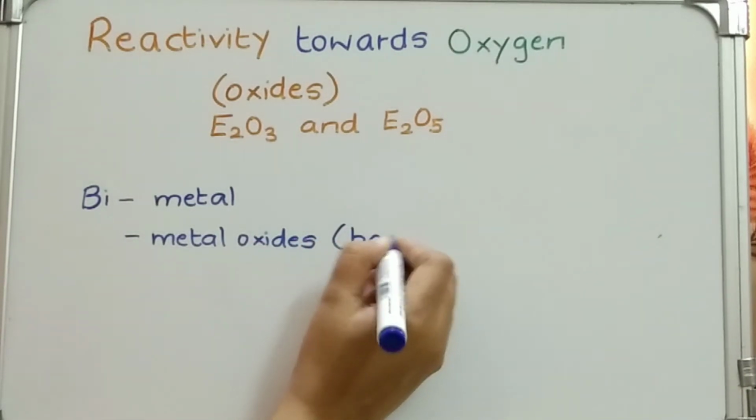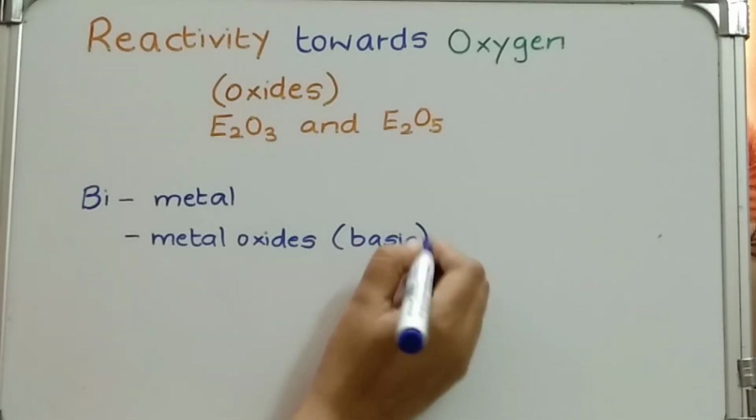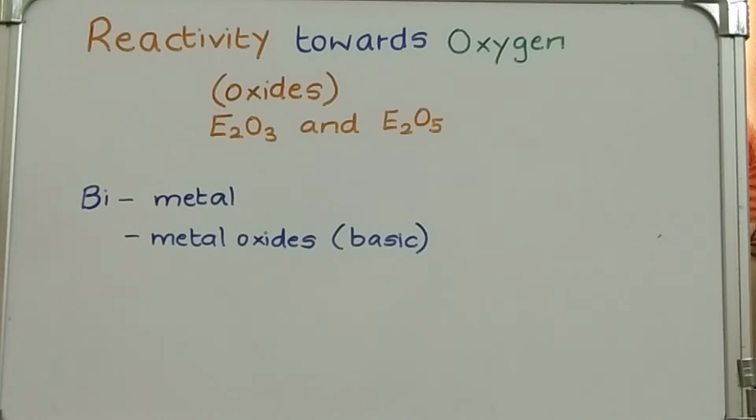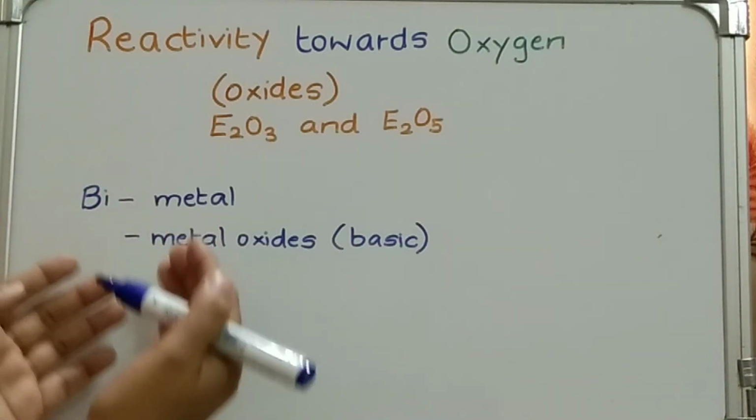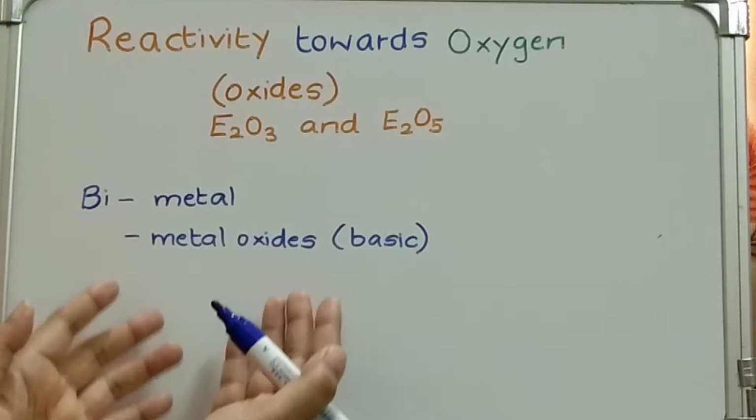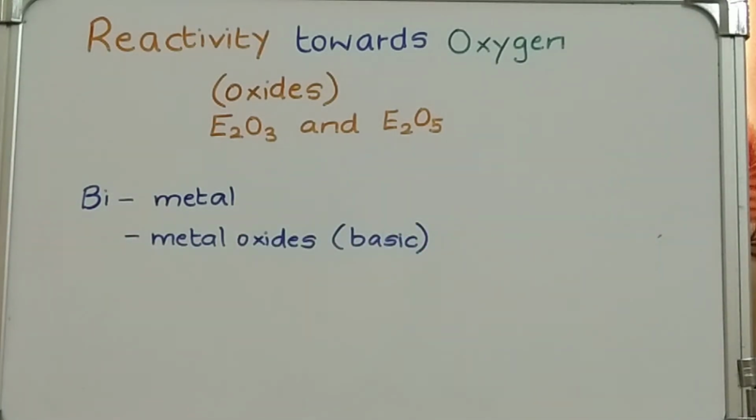Metal oxides are always basic in nature. So down the group, the oxide's nature will be basic. Down the group, the basicity of oxides increases because the last element is a metal, and metal forms oxides which are basic in nature.